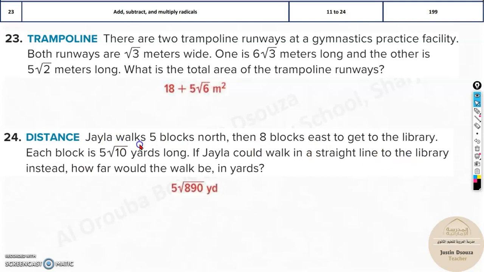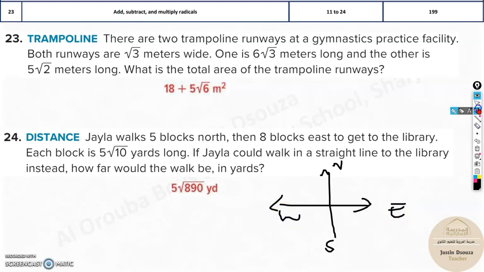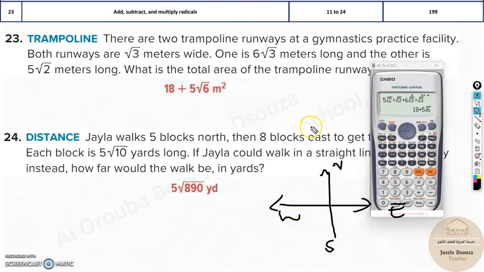Now, read the problem properly. It says that Jayla walks 5 blocks north. You need to know north, south, east, west. And from here, you need to do a Pythagoras theorem. Since this is Pythagoras theorem, I'll just do this because it's not that hard. You need to know the diagram. Make sure when you're writing this in the final exam, do the diagram and then solve. Here north is up, east is right, south is down, and west is left.